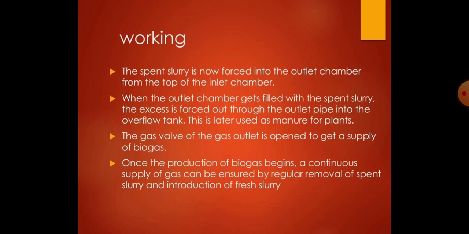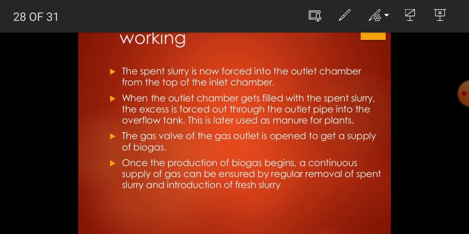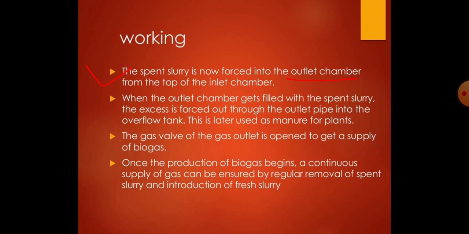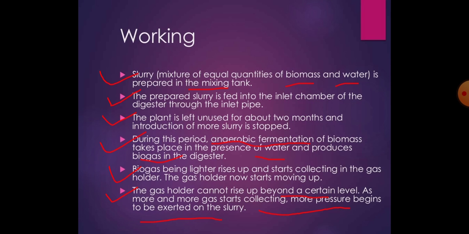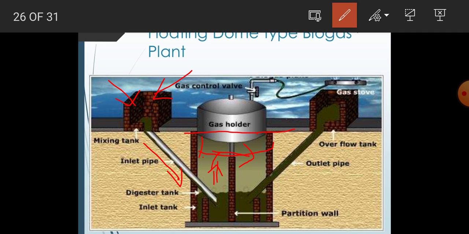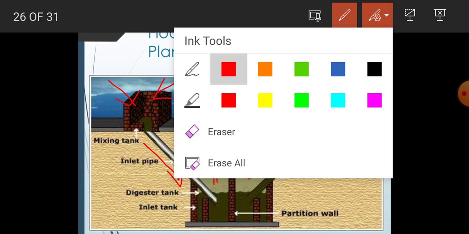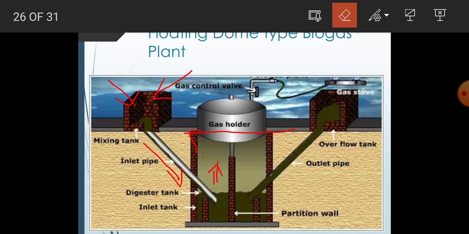So the spent slurry is now forced into the outlet chamber from the top of the inlet chamber. There are two chambers: this is the inlet chamber and this is the outlet chamber. So the slurry will move from here to here.